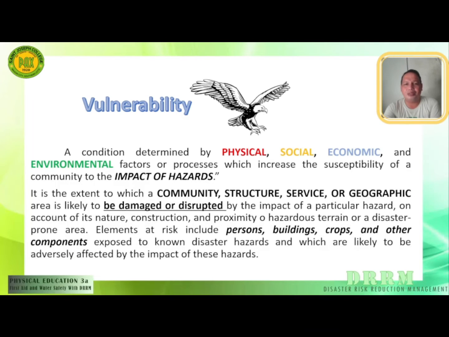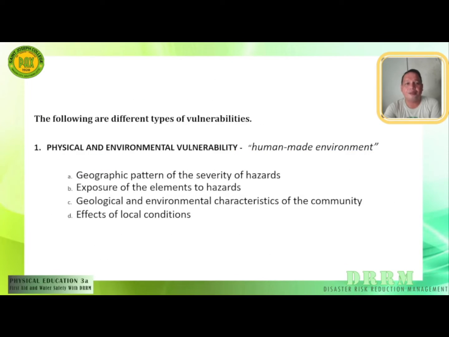The elements at risk include persons, buildings, crops, and other components exposed to the known disaster hazard and which are likely to be adversely affected by the impact of this hazard. The following are the different types of vulnerability. One is physical and environmental vulnerability. It refers to the human-made environment of buildings and infrastructure and the natural environment of agriculture, forestry, and aquaculture.